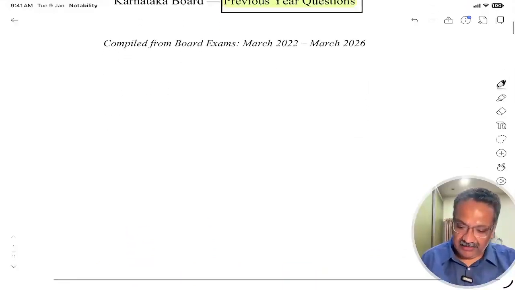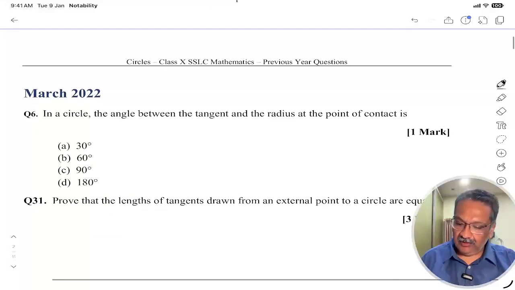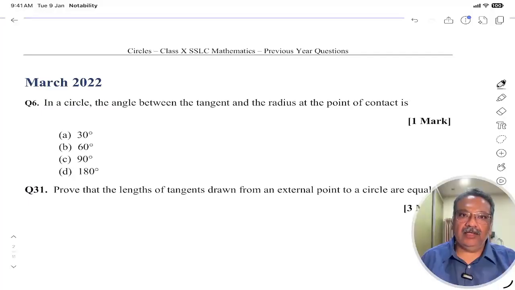Okay, let us start with March 2022 MCQ. First one: in a circle, the angle between the tangent and the radius at the point of contact is... we know, we have a theorem in this.